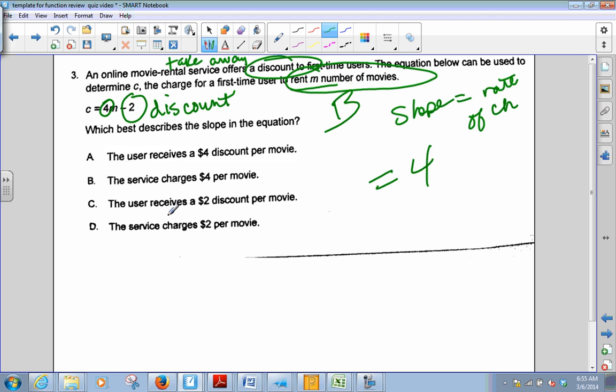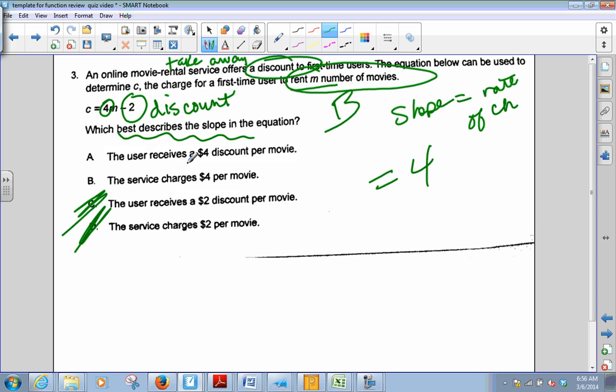So right here, these two answers, C and D, where it says the user receives a $2 discount per movie, they're not asking about the 2. So the $2 discount is not what they're asking about. They're asking which best describes the slope in the equation. The slope, of course, is that number in front of the m. So C, the user receives a $2 discount per movie. First of all, that's not true. They only take away $2, period. They don't take away $2 for every movie that you rent. Otherwise, this would be like 2 times the number of movies. So it's just a flat $2. The service charge is $2 per movie? No, because it's 4 times the number of movies. On top of the fact that they're asking about the slope, which again is that number in front of the m. So it's got nothing to do with 2.